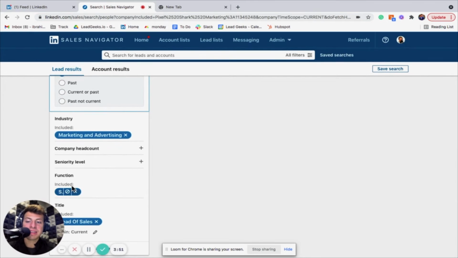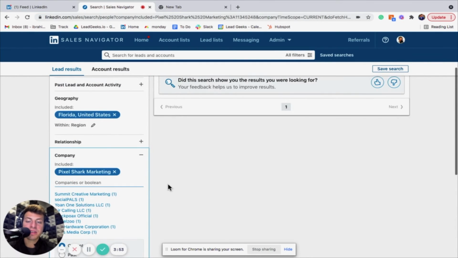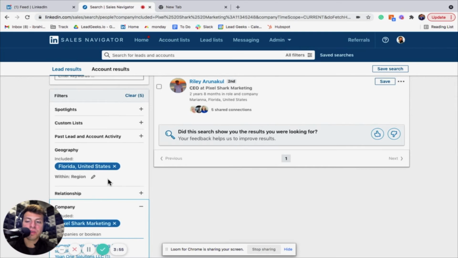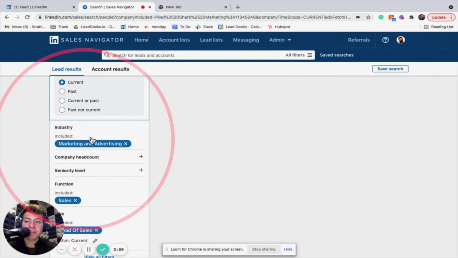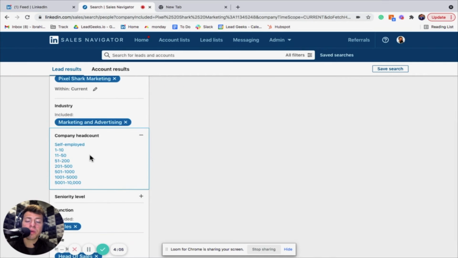Is it someone that's in sales? Is it the head of sales? So that's really a great tool to use. You can then use the industry filter to filter by industry. Company headcounts are a really cool one. So for example, if you're someone who's trying to target, let's say, startups or smaller companies, you would target people within the self-employed to 1 to 10 headcount. However, if you're targeting bigger companies, you would use the bigger headcounts to target the right size companies.